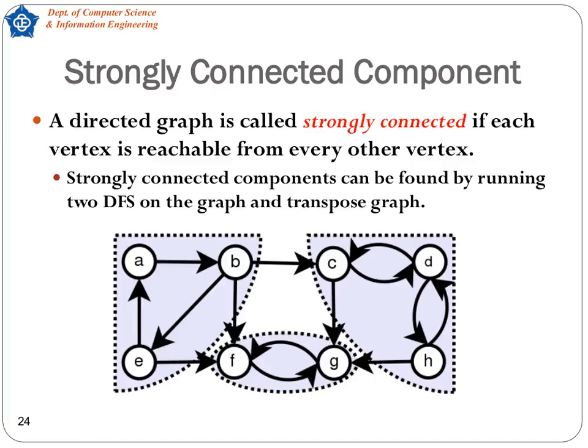Nodes A, B, and E form one component, nodes C, D, and H form a second, and nodes F and G form a third. Inside each group, every node can reach every other node in both directions, while links between the groups go only one way.